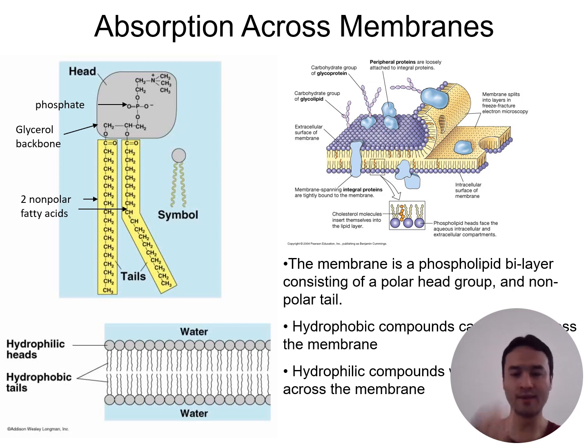For absorption across a membrane, the membrane is a phospholipid bilayer consisting of a polar head group and non-polar tails. So a hydrophobic compound can easily pass through the membrane, but a hydrophilic compound, which loves the water but hates the fat, will need some kind of help across the membrane. In this case, they will need certain kinds of protein to help them go through the membrane bilayer of the cell.